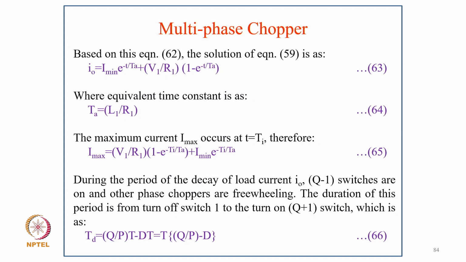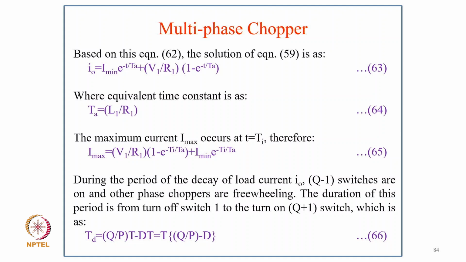Based on this, the solution of the volt-ampere equation is I equal to Imin e to the power minus T upon Ta plus Vin upon R1 times (1 minus e to the power minus T upon Ta), where the equivalent time constant is Ta equal to L1 upon R1. The maximum current occurs at T equal to Ti, therefore Imax equals Vin upon R1 times (1 minus e to the power minus Ti upon Ta) plus Imin e to the power minus Ti upon Ta.